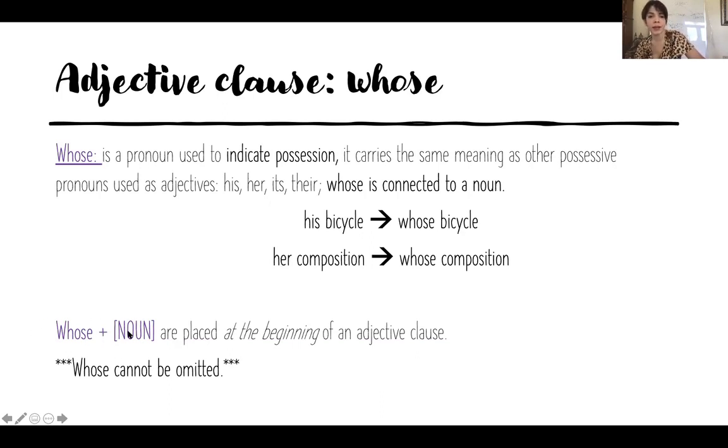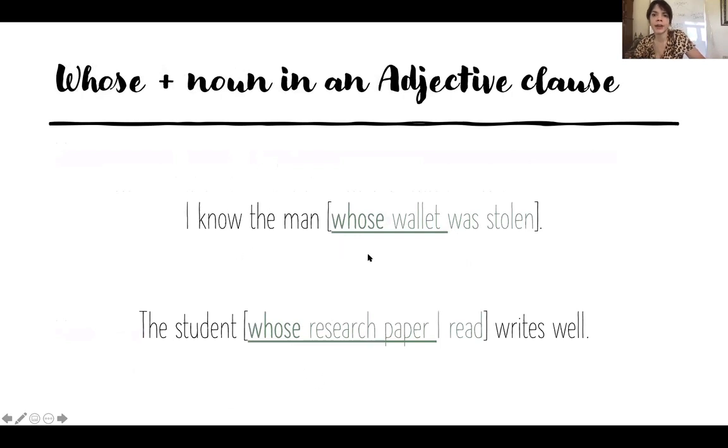So we have the combination whose plus noun, and they're typically placed at the beginning of an adjective clause. And whose, when we're talking about possession, cannot be omitted like other relative pronouns that we've discussed. Why? Because it's communicating the meaning of possession, and the meaning of possession is not implicit. It's not obvious. You have to state it. I know the man whose wallet was stolen. You can't say, I know the man wallet was stolen. Sounds like two sentences in one, and two different ideas. So you really need whose.